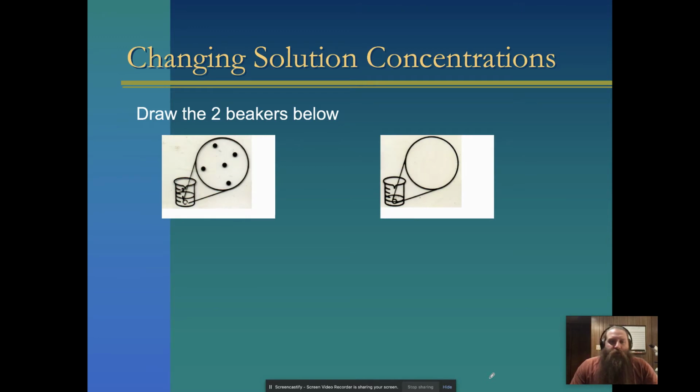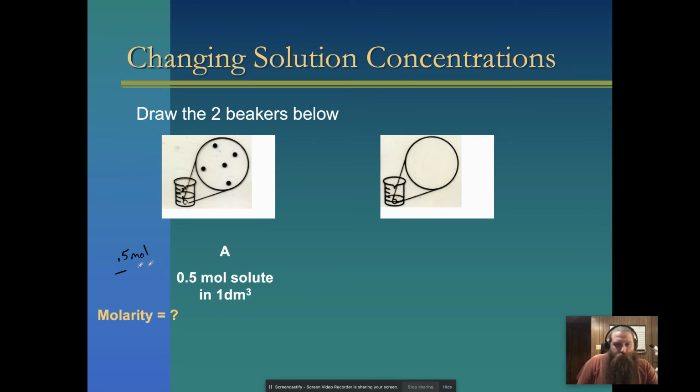Well, we've got 2 beakers here. Beaker on the left, again, has that 1 and 2, and we've got those 5 little dots. So we're going to say that solution A here is 0.5 moles of solute in 1 cubic decimeter. So what is the molarity? Well, remember, a cubic decimeter is the same thing as a liter. So I have 0.5 moles divided by 1 liter. Anything divided by 1 is itself. So obviously I have 0.5 molar solution.